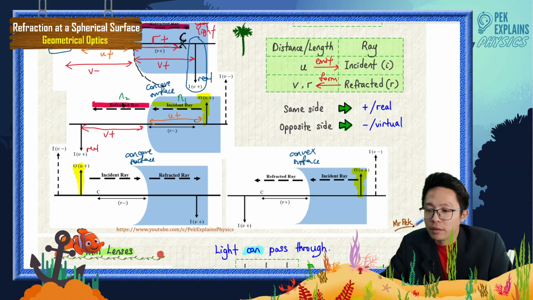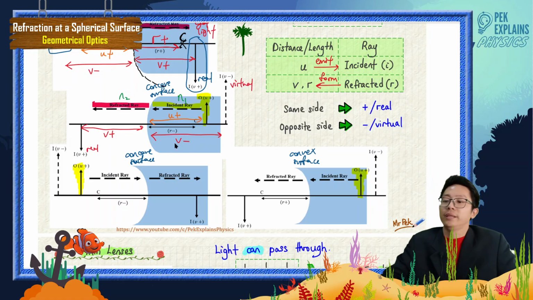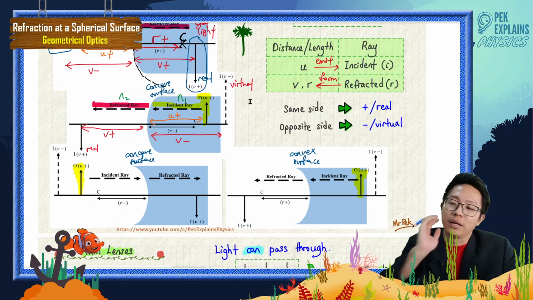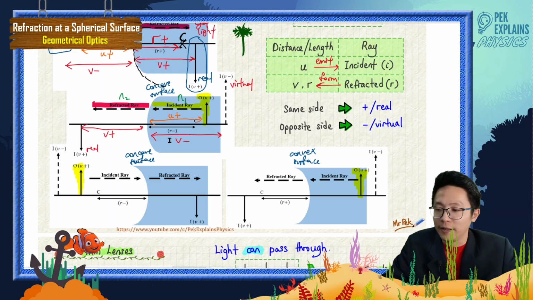And how about if the image is formed over here? Where is the image distance? This is the image distance. This v is over here. V is opposite to the refracted ray. V compared with refracted ray is opposite, so this v is negative. This is a virtual image. Understand? This v is negative. Virtual image. Very simple, huh? Opposite negative, same side positive.